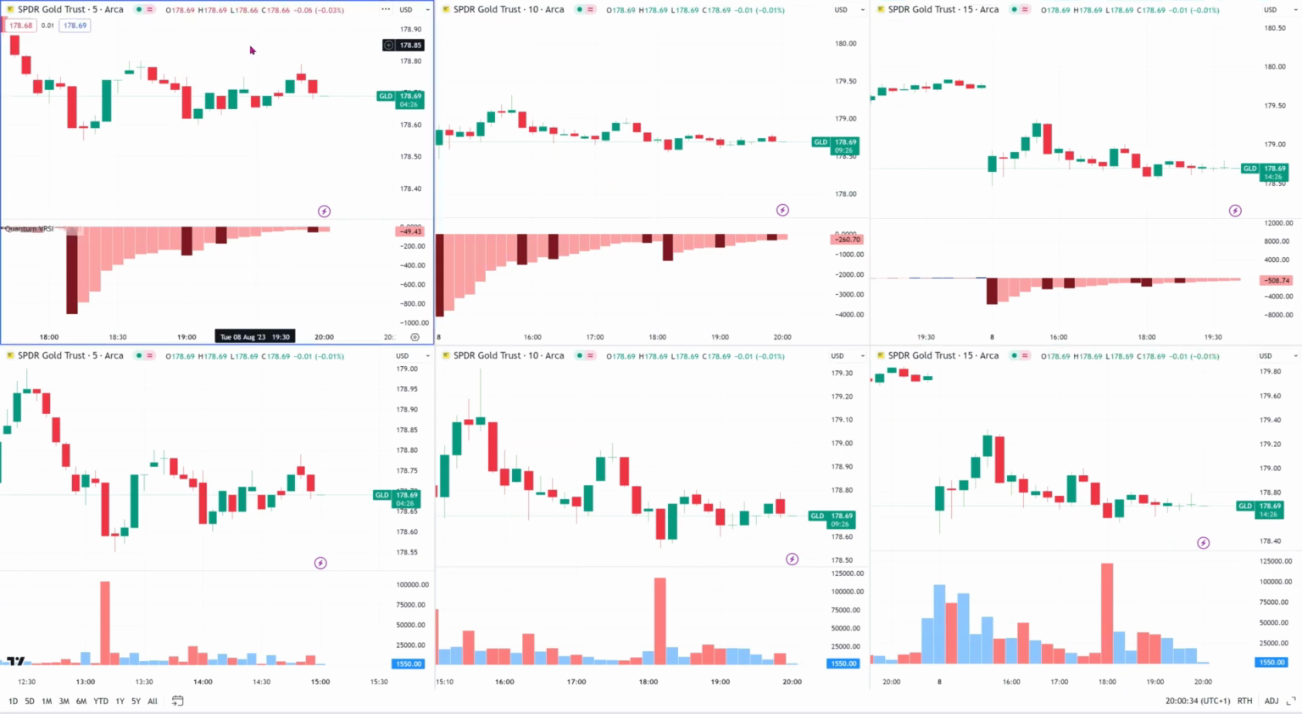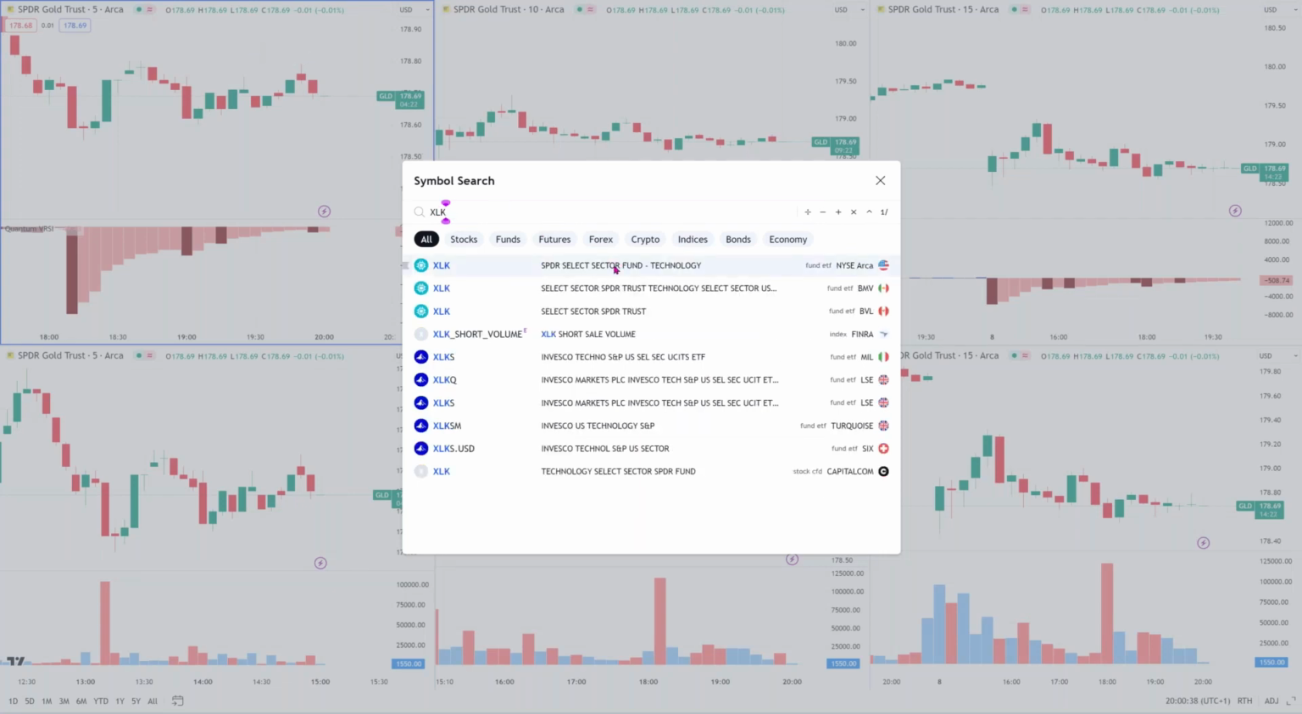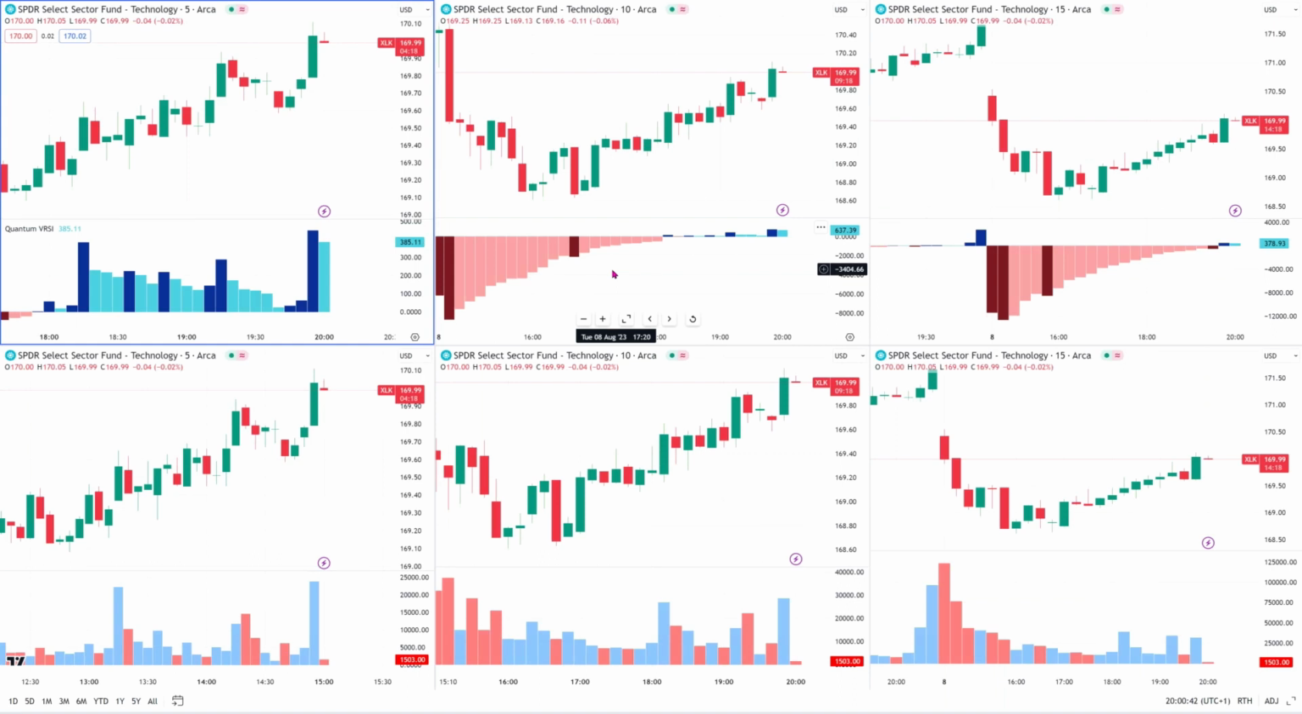Let's look at XLK, which I'm sure you're all familiar with, which is the technology sector. Let's see what's going on here. A little bit more movement here. Let's start with the 5-minute up at the top left. Got a bit of injection of volume here. We had some injection of volume here as well, as you can see on the VPA charts, but let's stay with the VRSI chart.